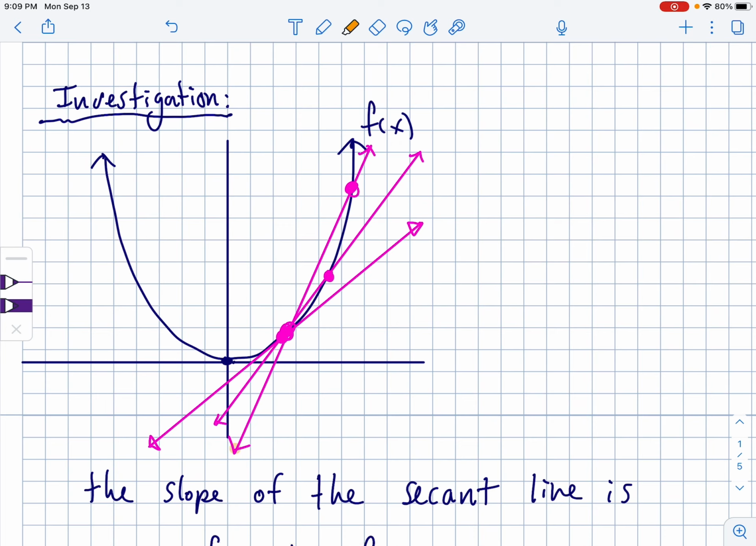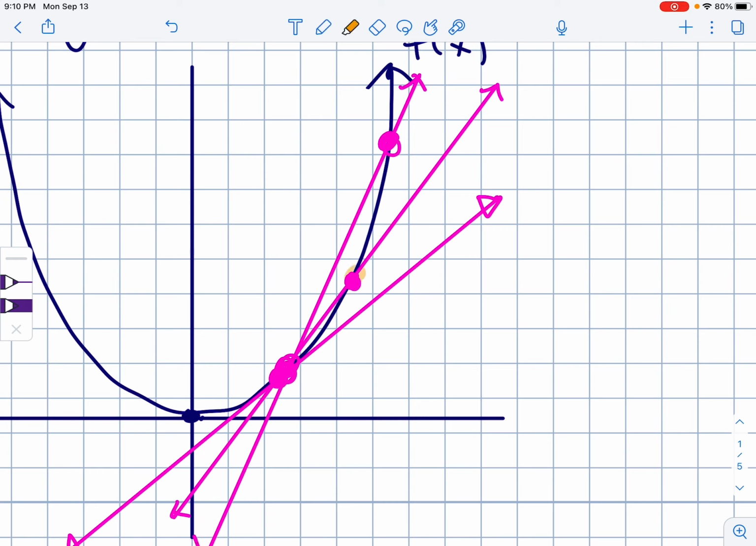So like here, the slope of this secant line is very different from the slope of the tangent line. But when I change it and slide that point a little bit closer, this slope becomes more similar to this one here. The thought is if I keep sliding this point closer and closer to this point, the secant slopes are going to be closer and closer to the slope of the tangent.